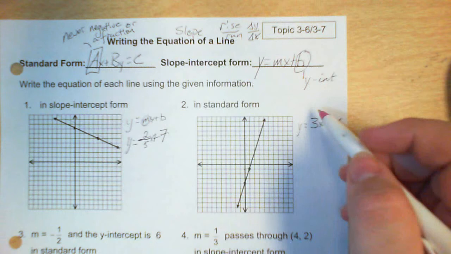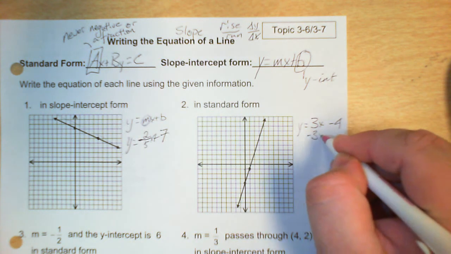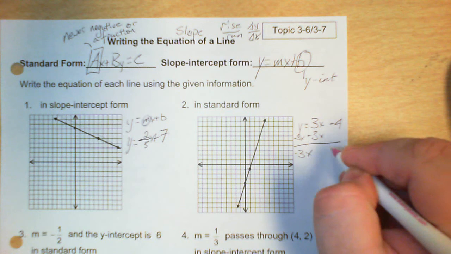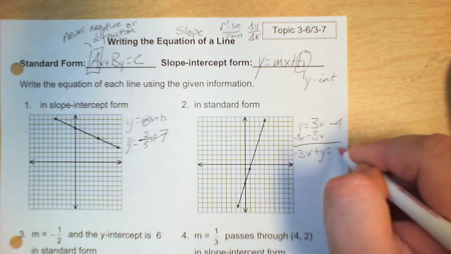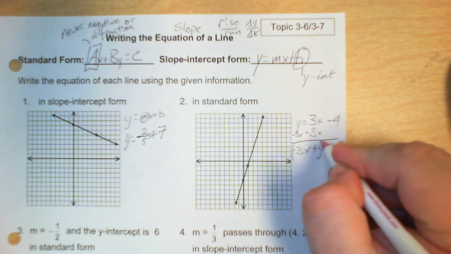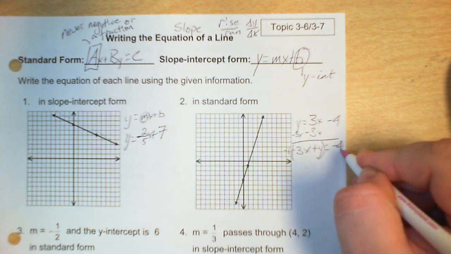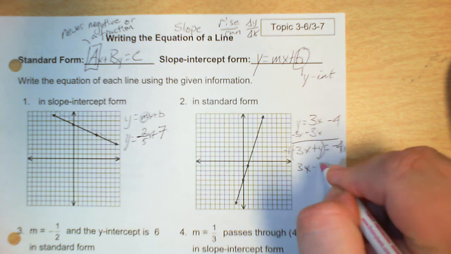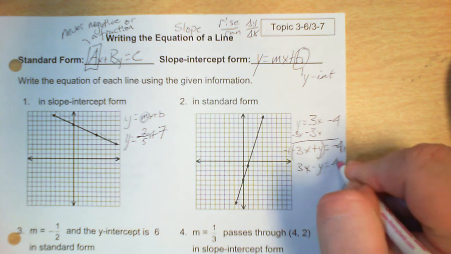To get it standard form, I'm going to subtract my 3x from both sides. So I get negative 3x plus y equals negative 4. Am I done yet? No. No, because it needs to be positive. So I'm going to multiply both sides by negative 1. So that I'll get 3x minus y equals 4.